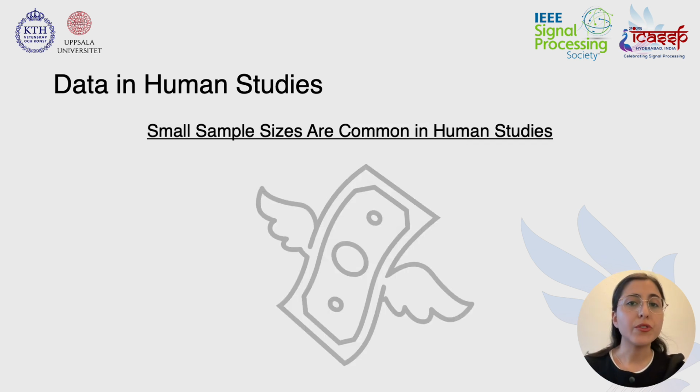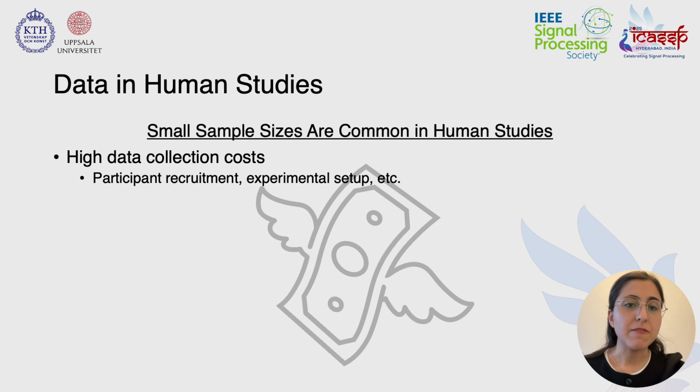Small data sets are pretty common in human studies for a bunch of reasons. First, collecting data is expensive. Participant recruitment alone costs a lot, and sometimes part of the data collected ends up unusable due to technical issues or setup limitations. Given these high costs, gathering a ton of data isn't always realistic, especially early on when we're still figuring out if the data is even useful.